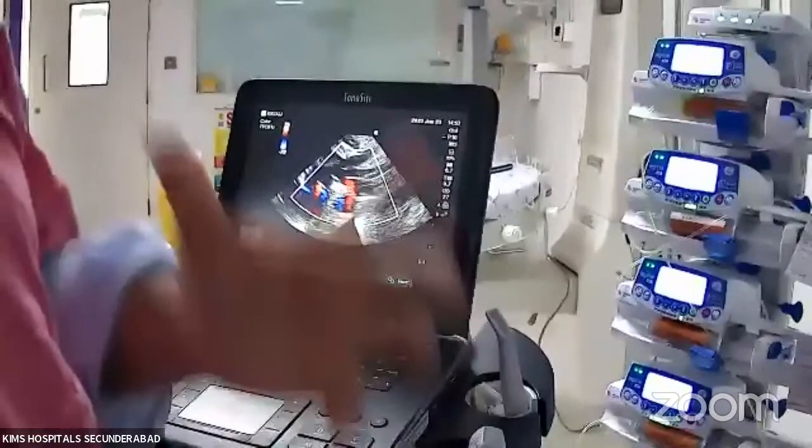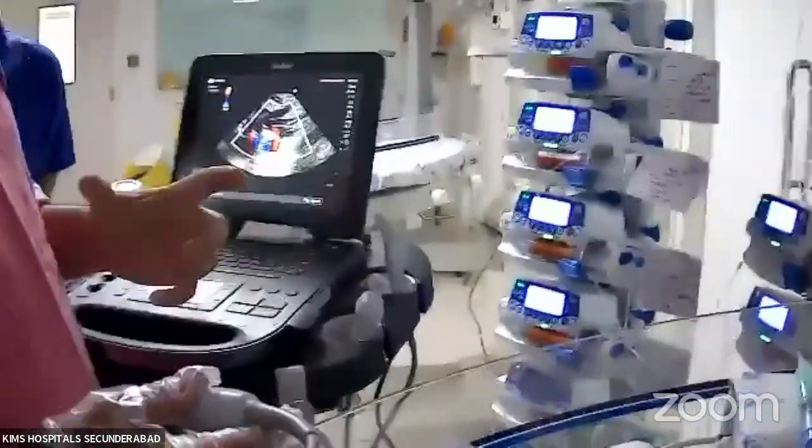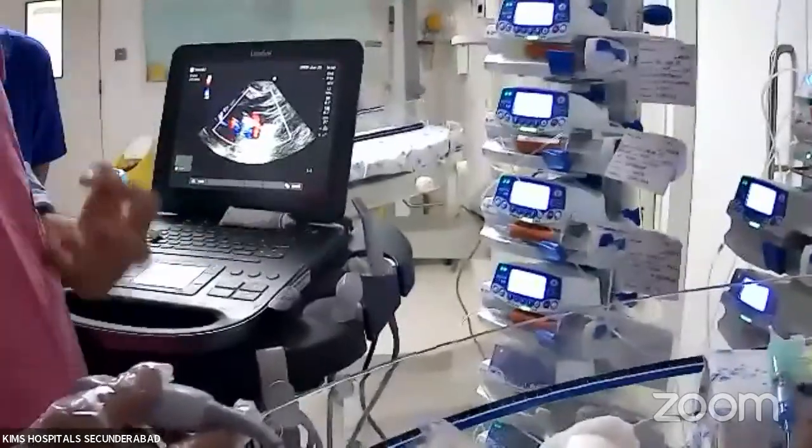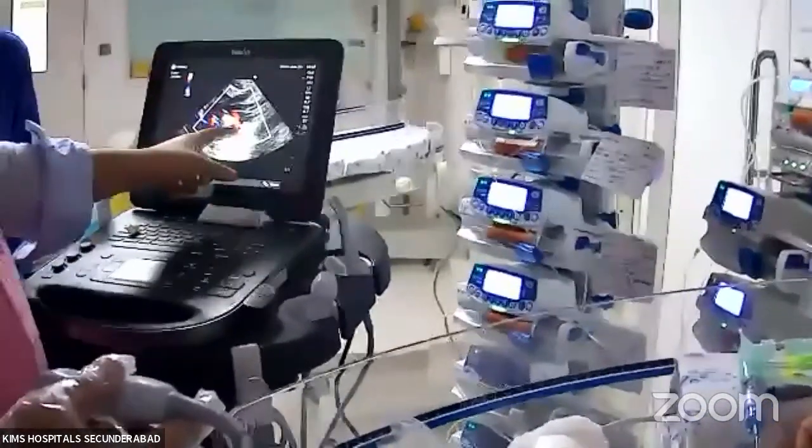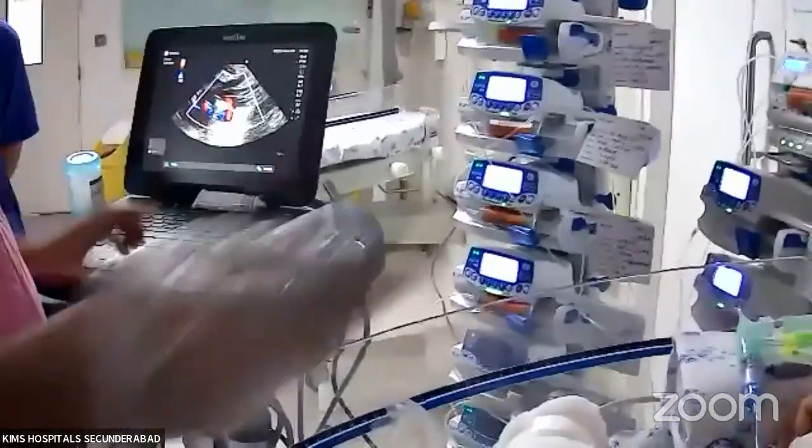Because of the PDA with large runoff lesion, it will go reversal. Diastolic will be low. And second thing, with any low cardiac output, the body will try to shunt blood from every other part to the brain. So you will see the low cardiac output, the reversal of the shunt, the reversal of the flow in the aorta.